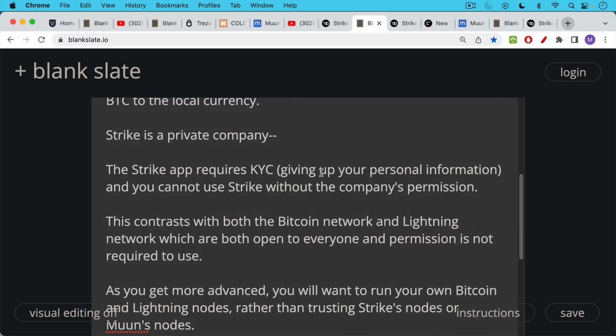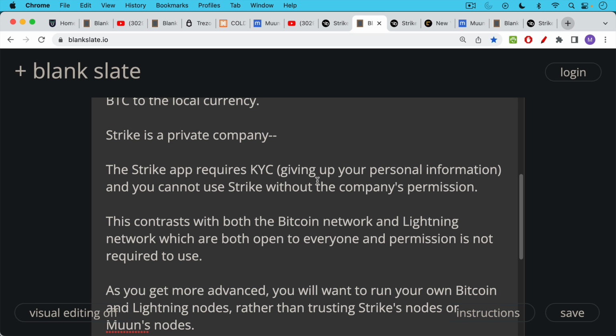So the Strike app is not permissionless. The company has to approve you to use it. Most of you will get approved. They obviously want to grow their business. But it's important to recognize that this contrasts with both the Bitcoin network and the Lightning Network, which are both open to everyone. They're permissionless.